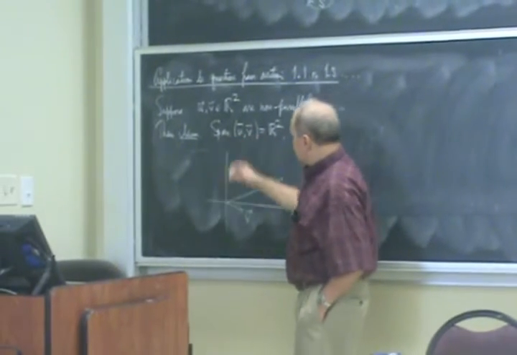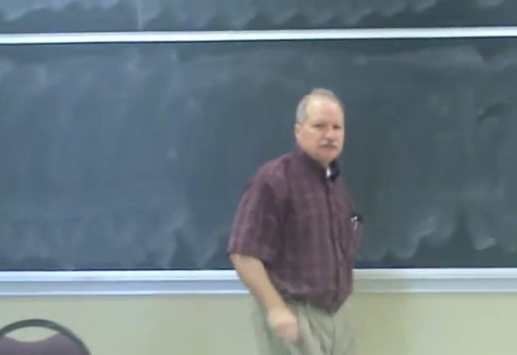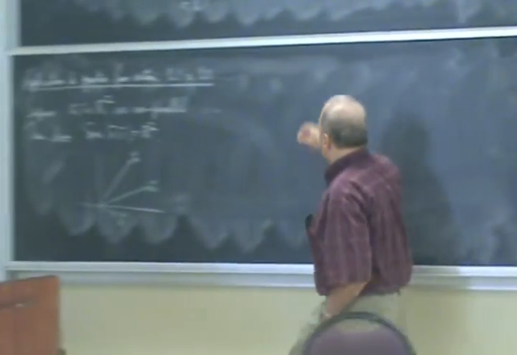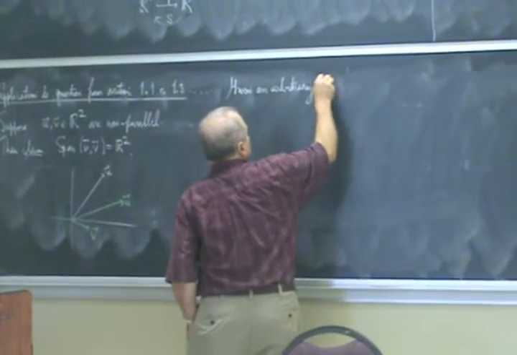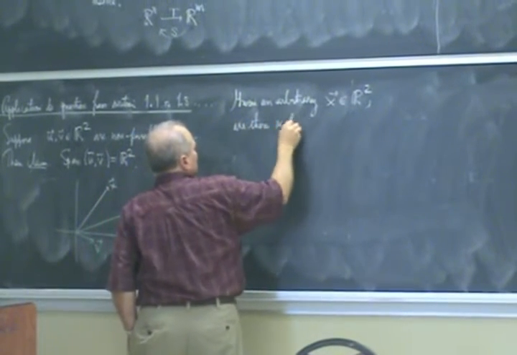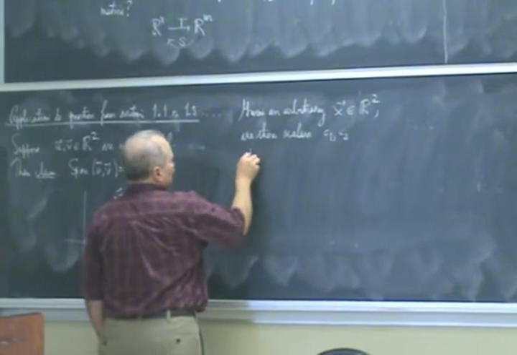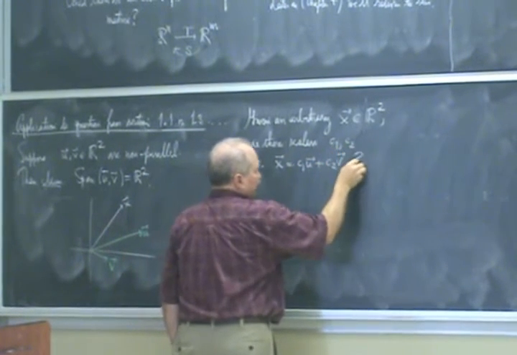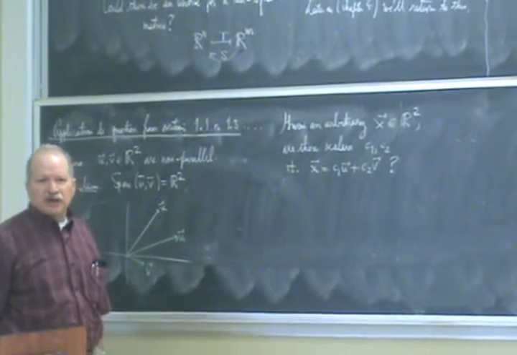Well, how do I want to prove this? I want to take an arbitrary vector x and ask what? Can it be written as a linear combination? So given an arbitrary x, are there scalars C1 and C2, so that C1U plus C2V equals that? Excellent. Everybody got that?